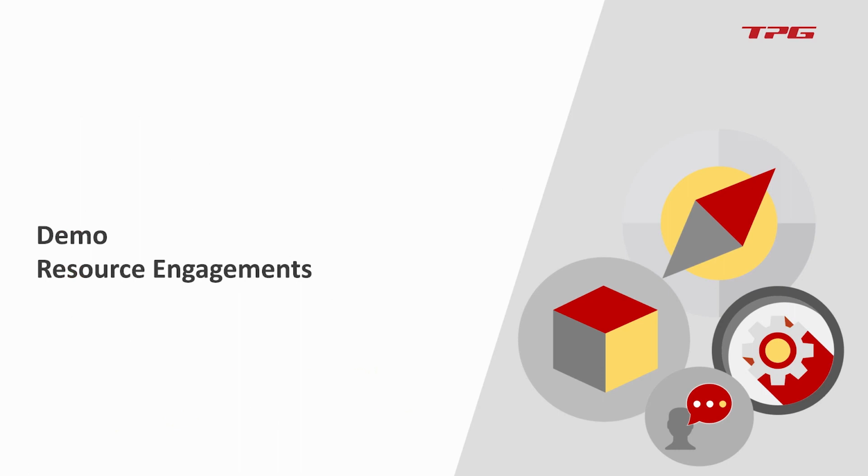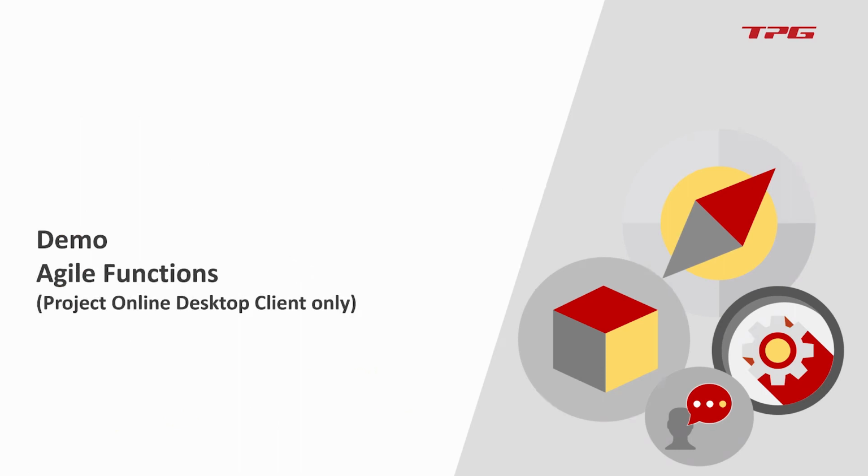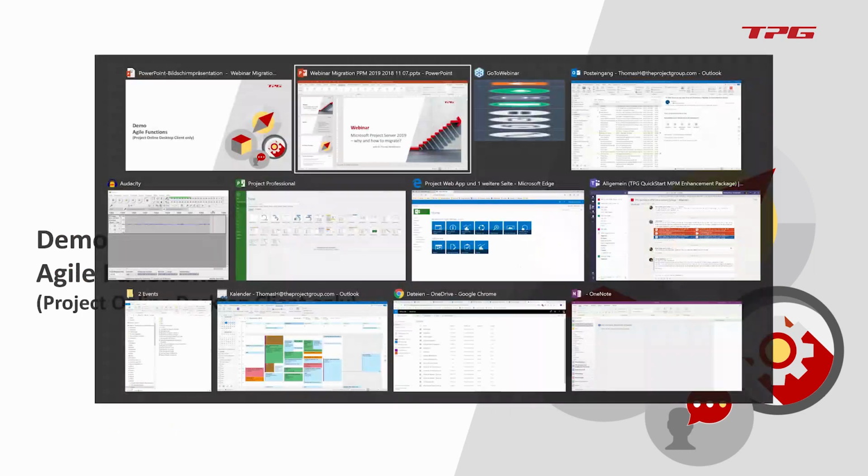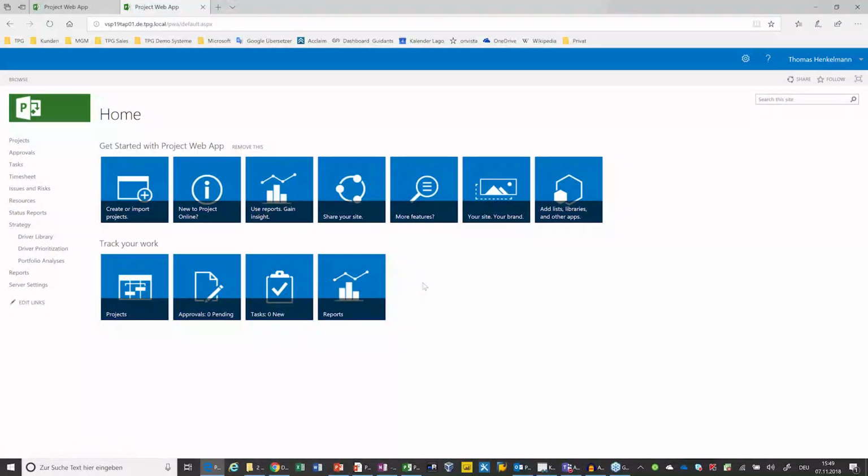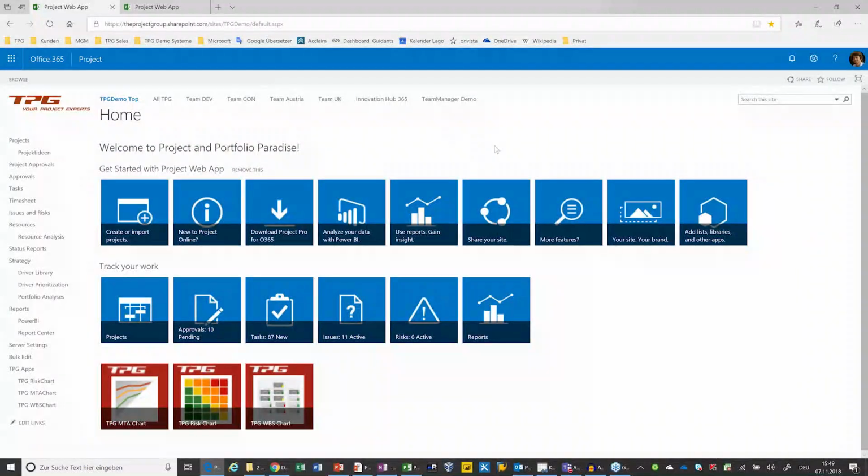So let's briefly look into two of them. We have a demo on the resource engagement side, and we do have a demo on the agile functions. And let me briefly go into the right environment for this one. So first of all, this is an on-premise installation of Project Server 2019. Yeah, just a look and feel, some new functionality in there. We don't have too much data. Just as a comparison, it could look more or less exactly the same in Project Online. Yeah, it's the same ribbons, it's the same functionality, it's the same basic, let's say, setup that you have in there.